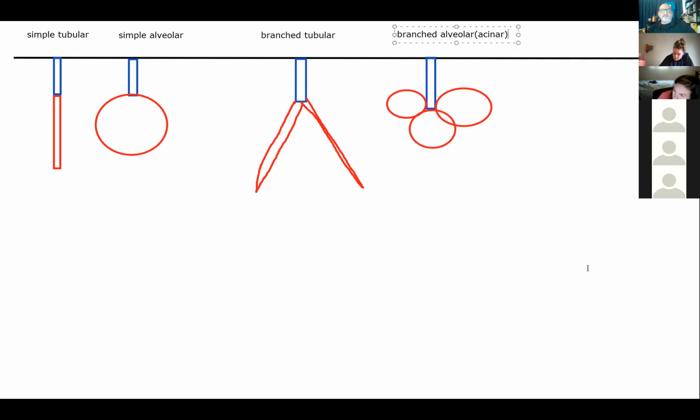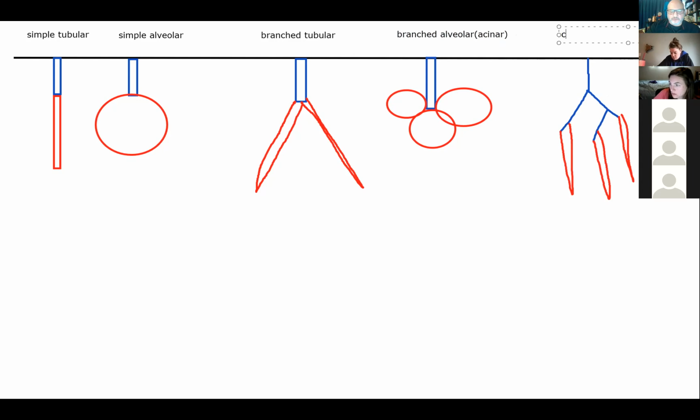What if I had a gland, and now I'm going to have to draw freehand for all of this, a gland that had two or more ducts to go along with two or more long, narrow secretory structures. What would this be? Compound tubular? Compound tubular.